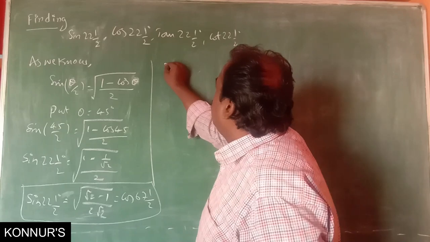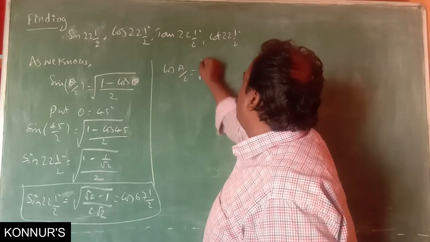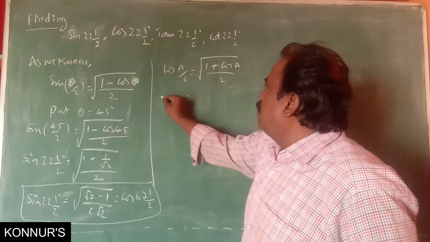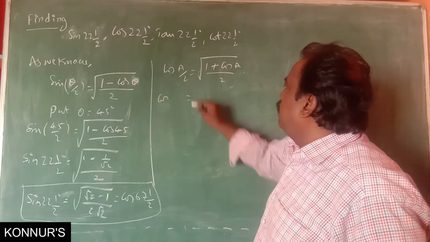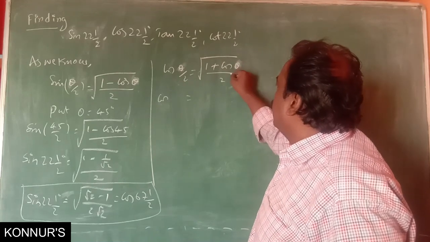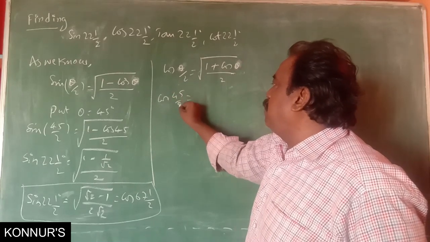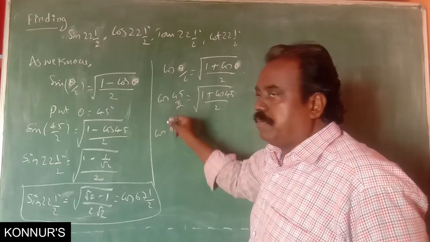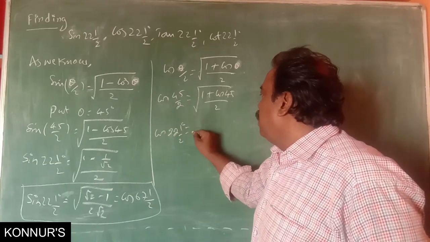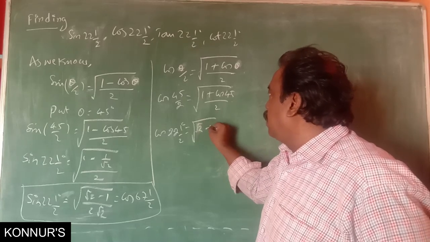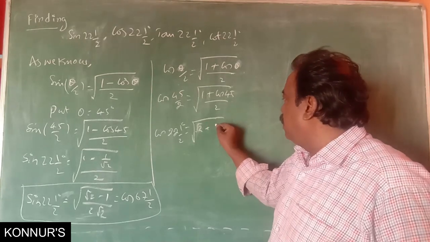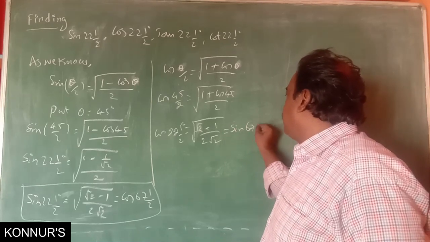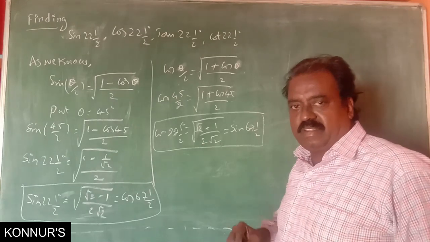Similarly, cos A by 2 is nothing but root of 1 plus cos A by 2. So here also, by putting A, you write theta. Here also, theta is 45 degrees, I am taking. It is root of 1 plus cos 45 by 2. So at last we get the same, 45 by 2 is 22 and a half degrees. After writing the value of cos 45 as 1 by root 2 and simplifying, it is root 2 plus 1 by 2 root 2. It is nothing but sine 67 and a half degrees. Is it there?